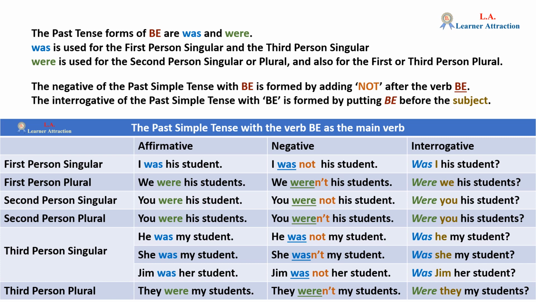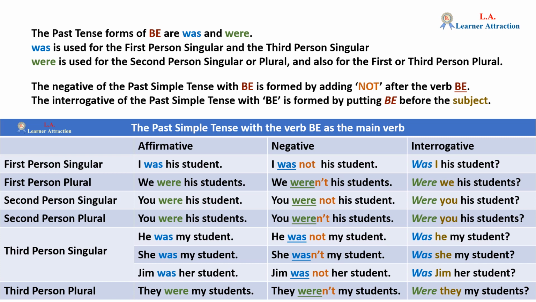The past simple tense with the verb be as the main verb. First person singular. Affirmative: I was his student. Negative: I was not his student. Interrogative: Was I his student? First person plural. We were his students. We weren't his students. Were we his students? Second person singular. You were his student. You were not his student. Were you his student? Second person plural. You were his students. You weren't his students.